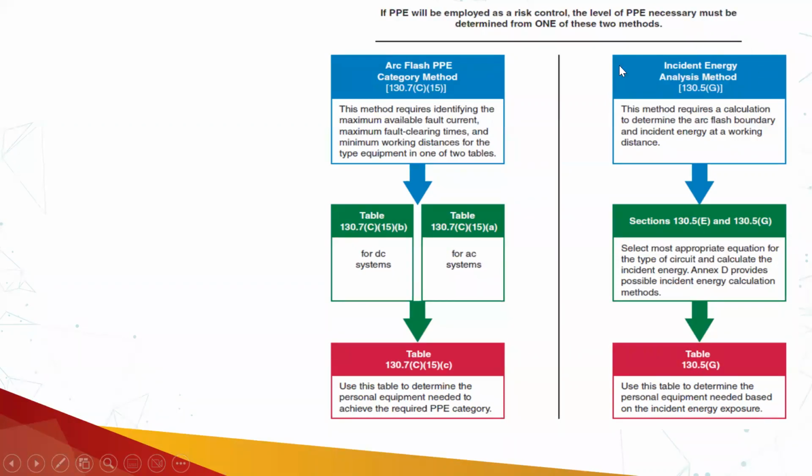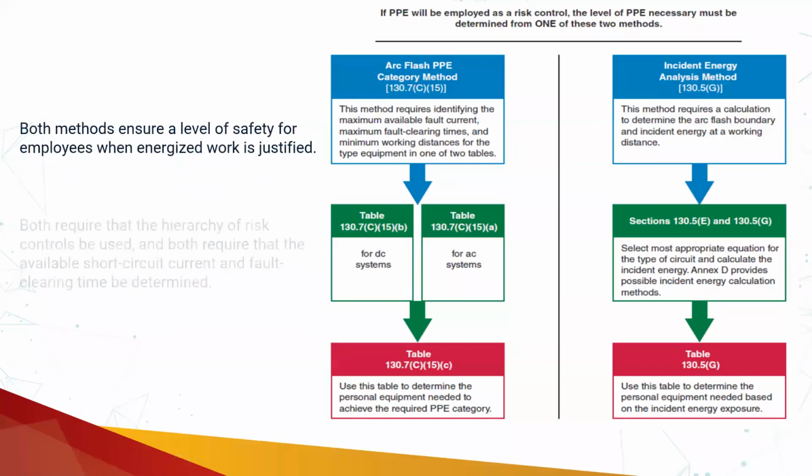So we cannot say that if we have started an incident energy analysis method for the selection of our PPE, and we are selecting PPE based on 130.7 C15C, or if we are using a PPE category method and we are selecting PPE based on 130.5G, this is not allowed. This crossing is not allowed. So if you are using PPE category method, you will select the PPE based on table 130.7 C15C. If you are using an incident energy analysis method, you will be selecting the PPE based on table 130.5G. Okay.